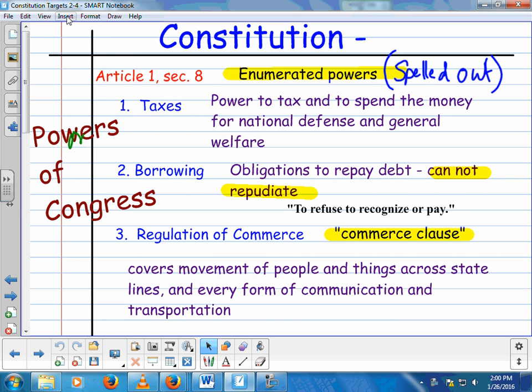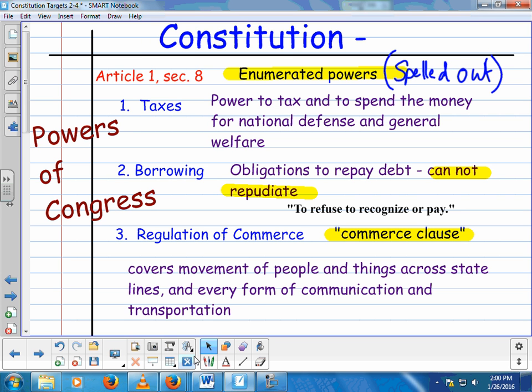The powers of Congress are varied and many. The ones that I'm going to talk to you about right now relate to probably the most important things that Congress does. Let's just start at the first one. Let's start with taxes. Obviously, everybody is affected by taxes.